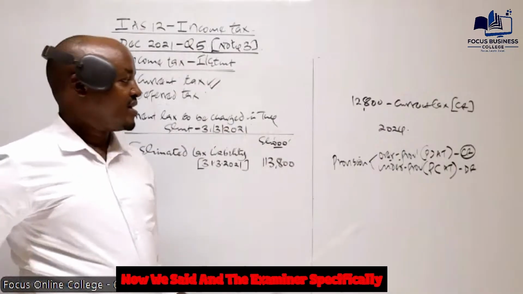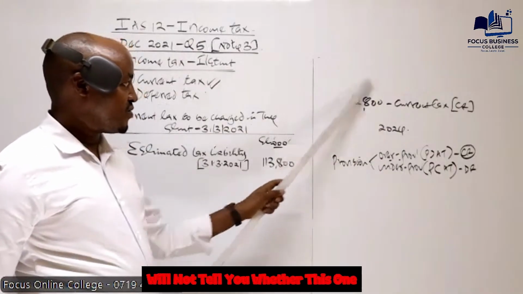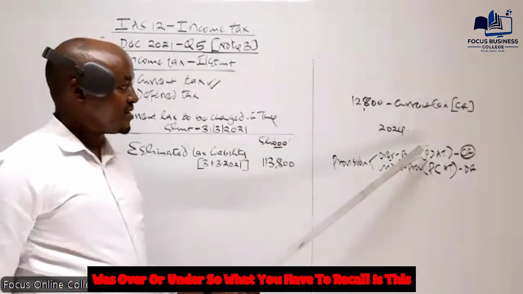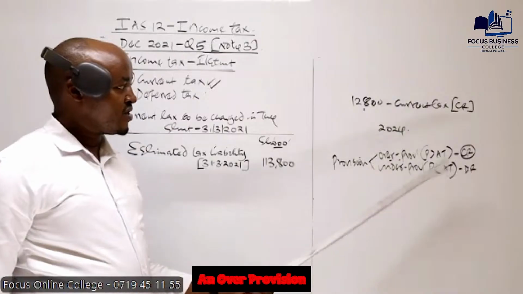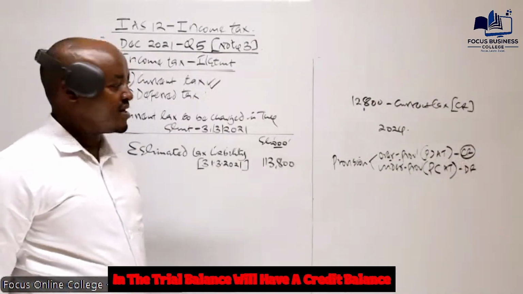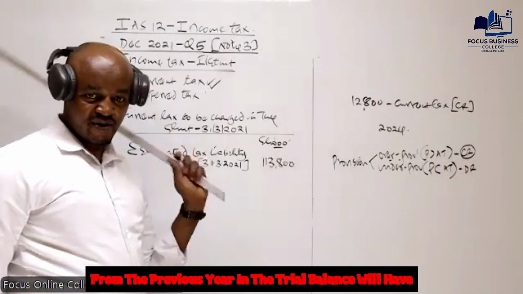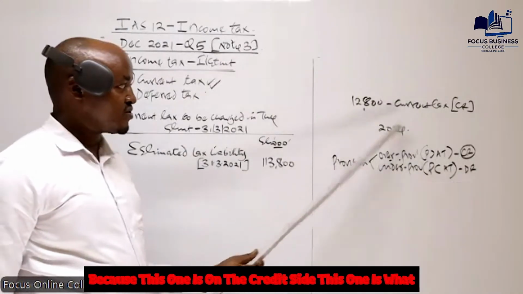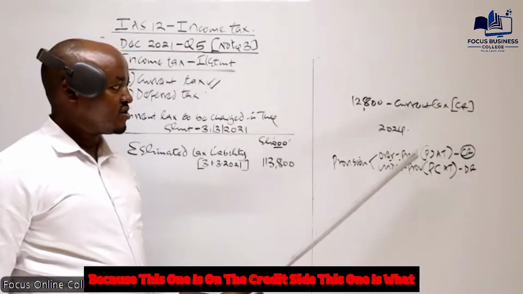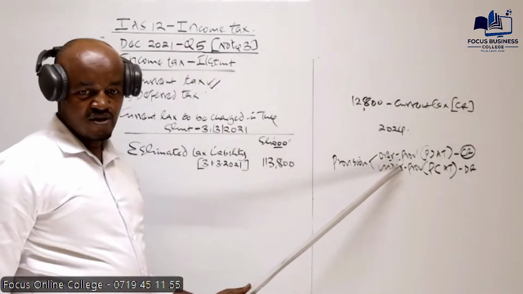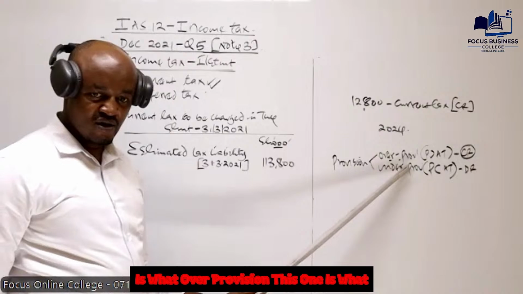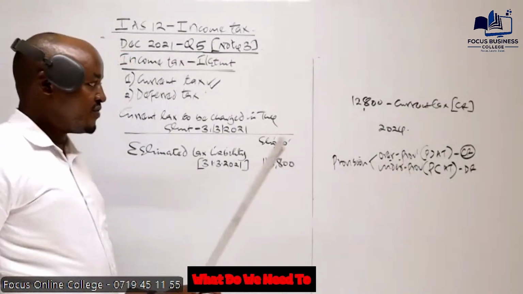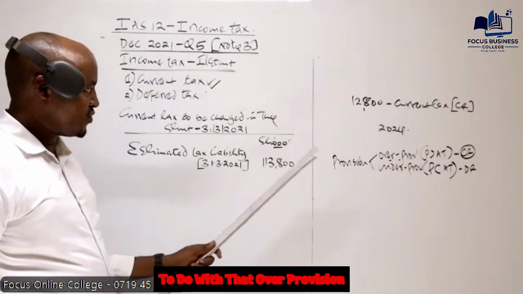Now we said the examiner specifically will not tell you whether this one was over or under. So what you have to recall is this. An over provision in the trial balance will have a credit balance, and an under provision of current tax from the previous year in the trial balance will have a debit balance. And automatically, because this one is on the credit side, this one is what? Over provision.